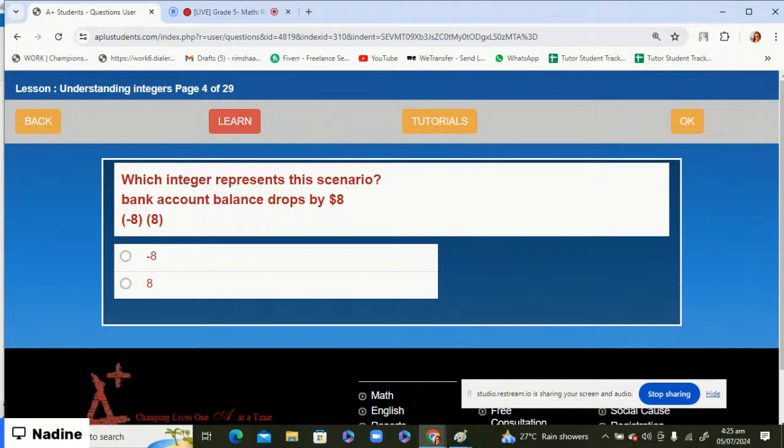Which integer represents this scenario? Bank account balance dropped by $8. Now here it's dropped by $8. It means that something is decreasing. So which number are you going to put with it? Is it positive 8 or negative 8? Yes, it's negative 8. Okay, because here the bank balance is dropped.